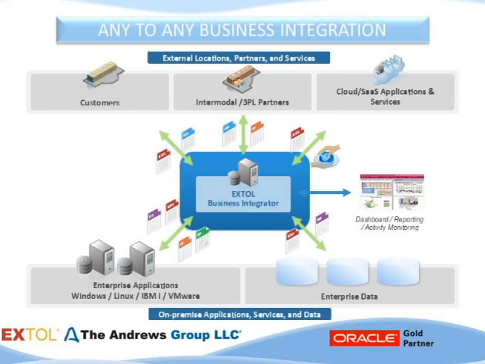The approach that EXTOL takes is to solve this by creating a middleware platform called the EXTOL Business Integrator, and sitting that between your external-facing partners, your customers, vendors, even third-party cloud and SaaS applications and services, and connecting that to your internal systems, which could be JD Edwards, could be other enterprise applications, could be homegrown applications as well. So that's the approach that we take, and what I'd like to do is switch over now and show you a few things in the EXTOL Business Integrator on how we actually do EDI integration.